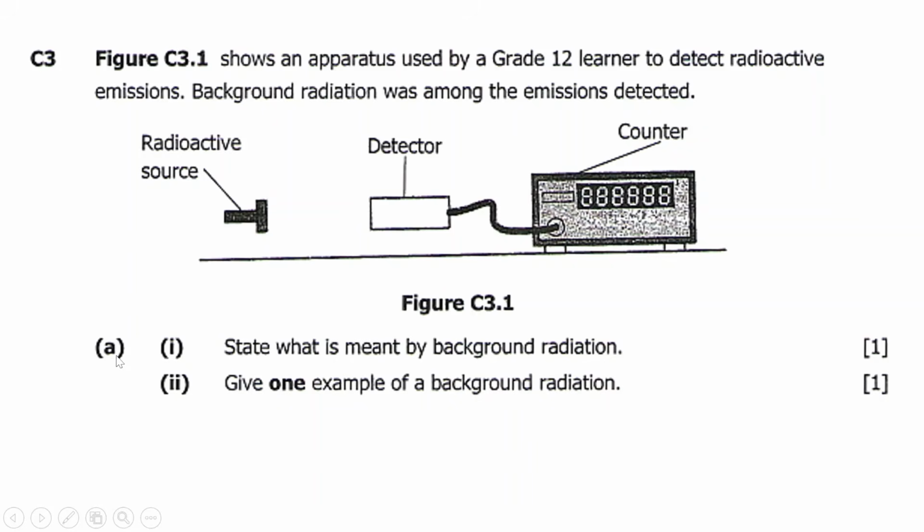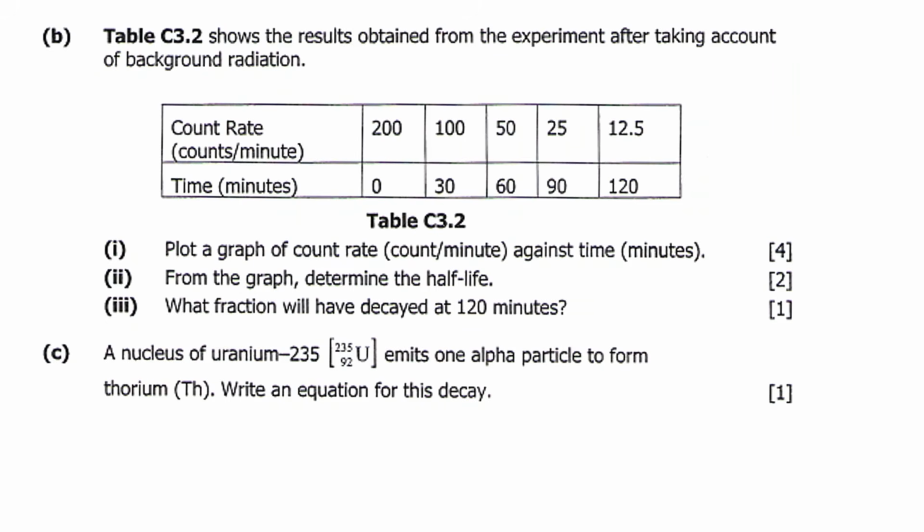So part A, Roman numeral 1, says state what is meant by background radiation. Remember, we also covered this one in the previous revision. Then 2, give one example of a background radiation. Okay, so this is the first question. We'll look at them later. Let's go to the next question.